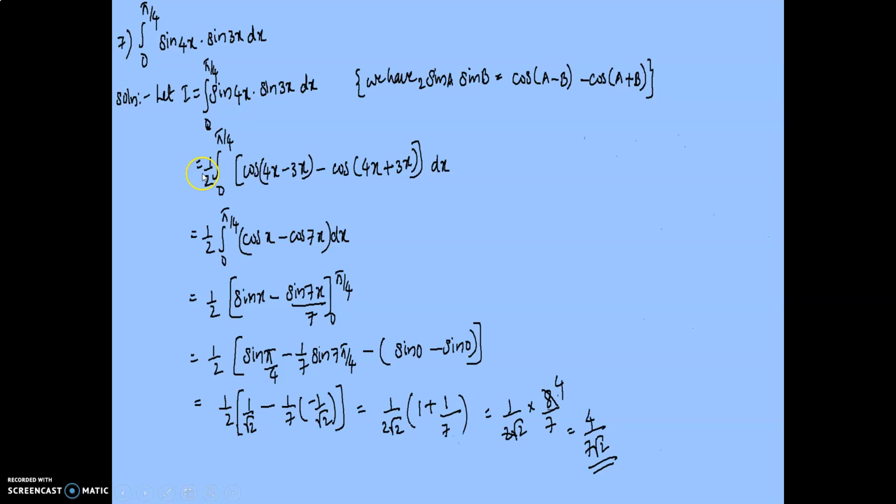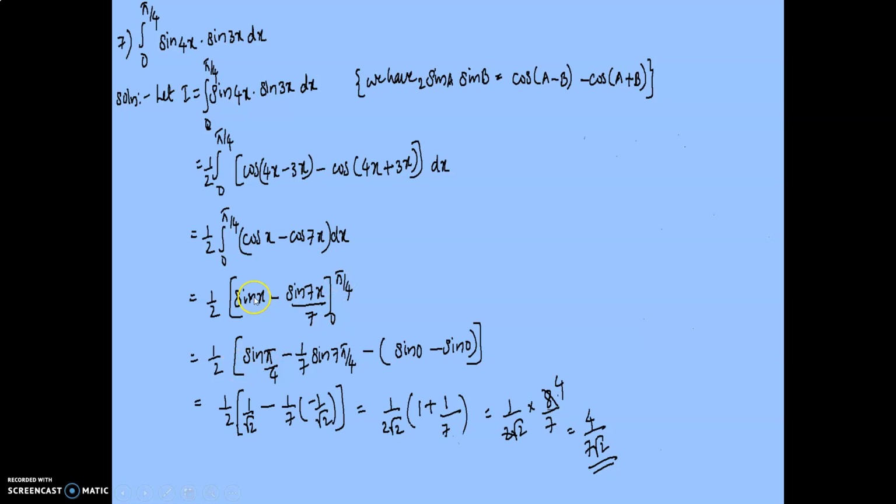So 1 upon 2 into integral 0 to pi by 4 cos 4x minus 3x minus cos 4x plus 3x dx. Now cos 4x minus 3x is cos x and cos 4x plus 3x is cos 7x. Now integrating this one, 1 upon 2 into integral of cos x is sin x minus integral of cos 7x is sin 7x upon 7 from 0 to pi by 4.